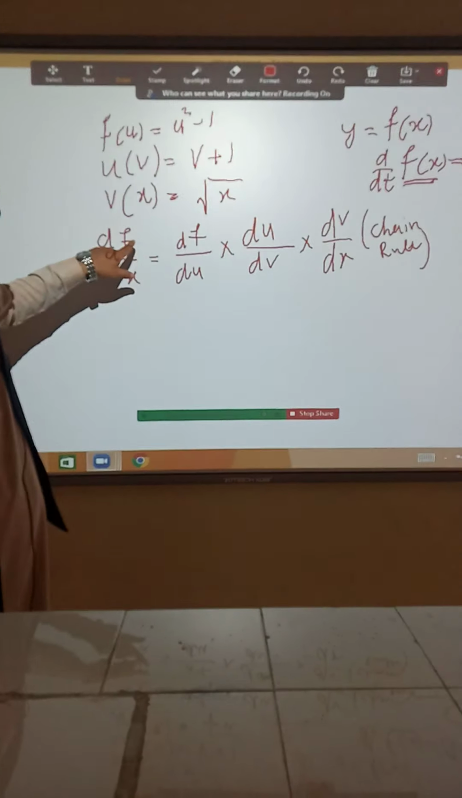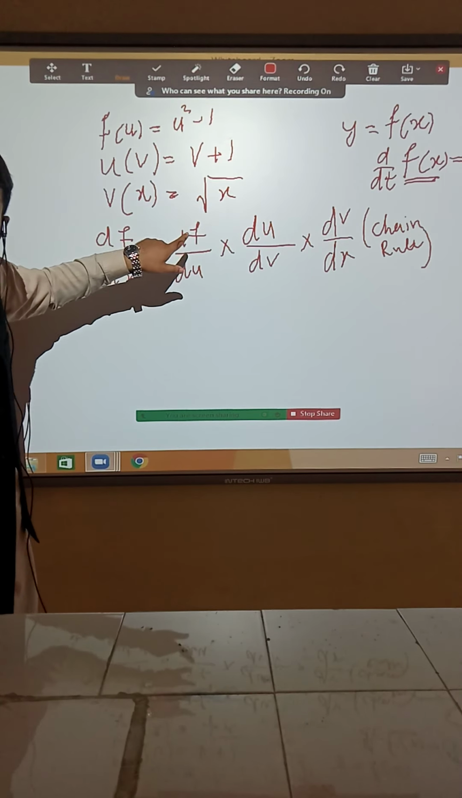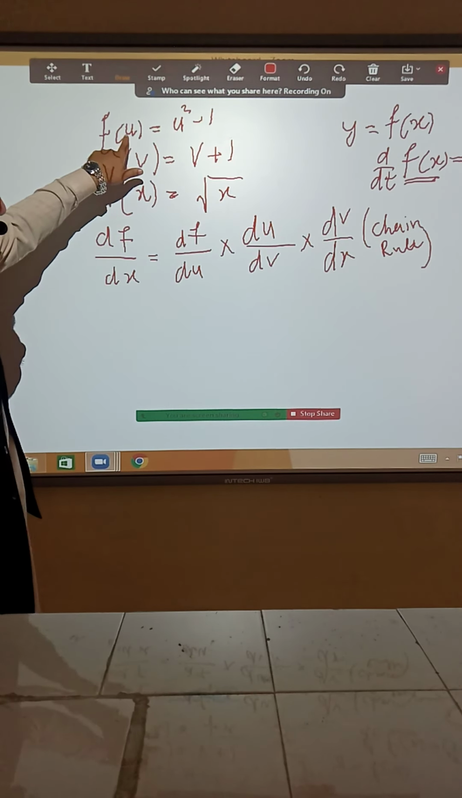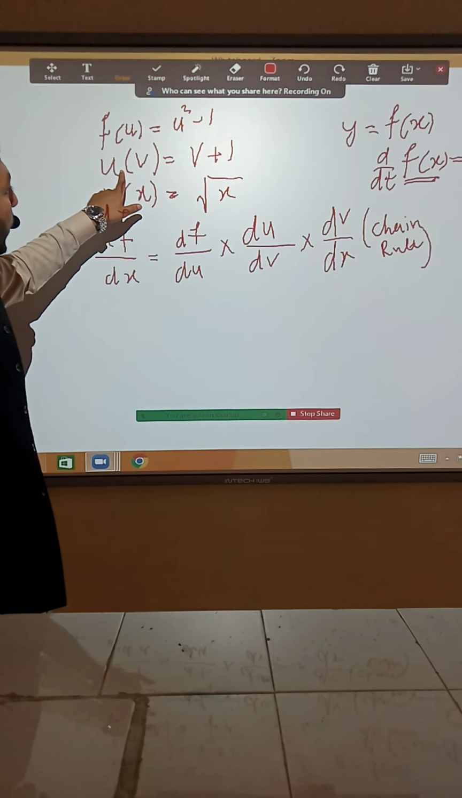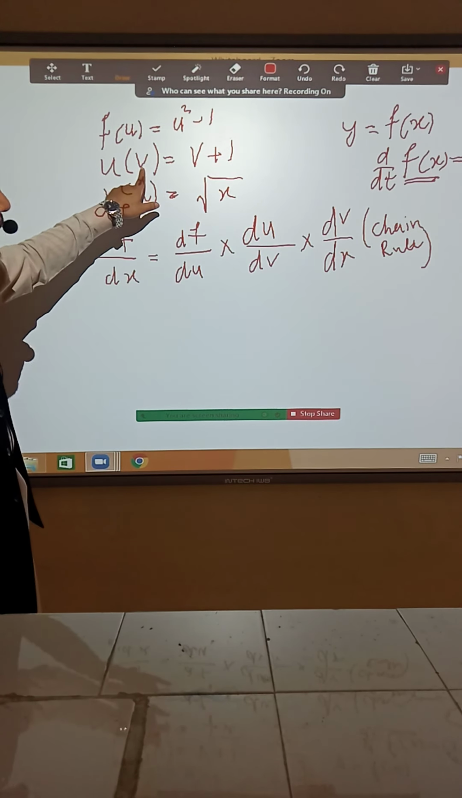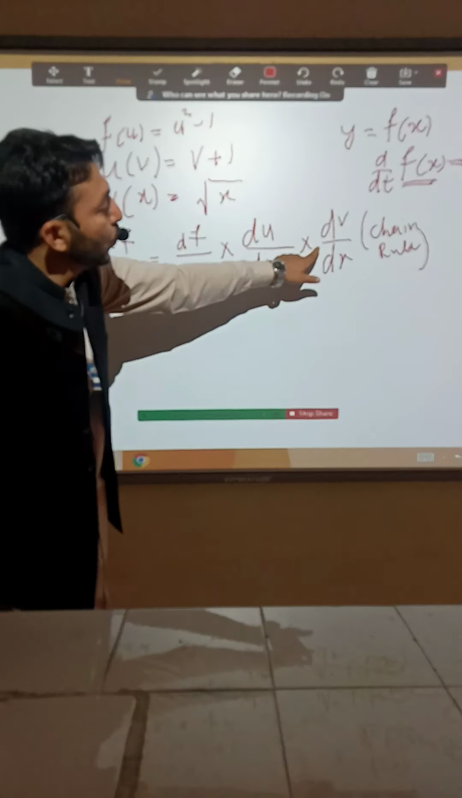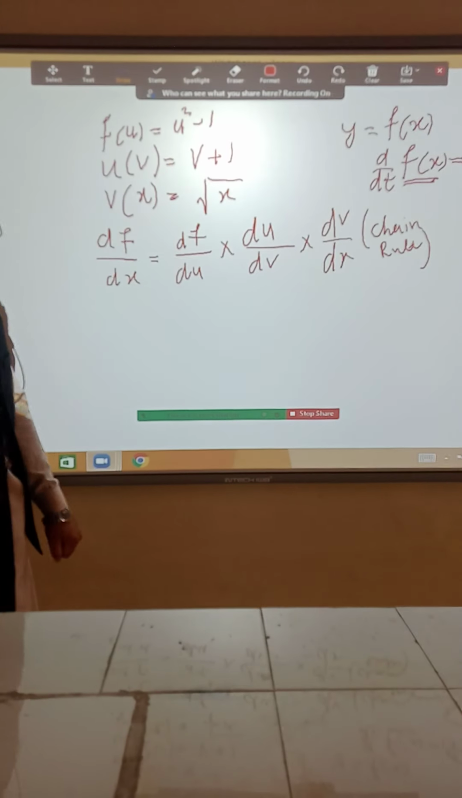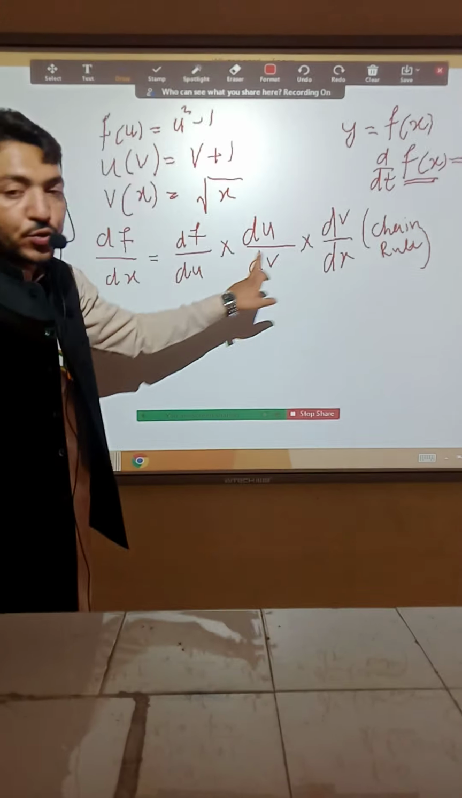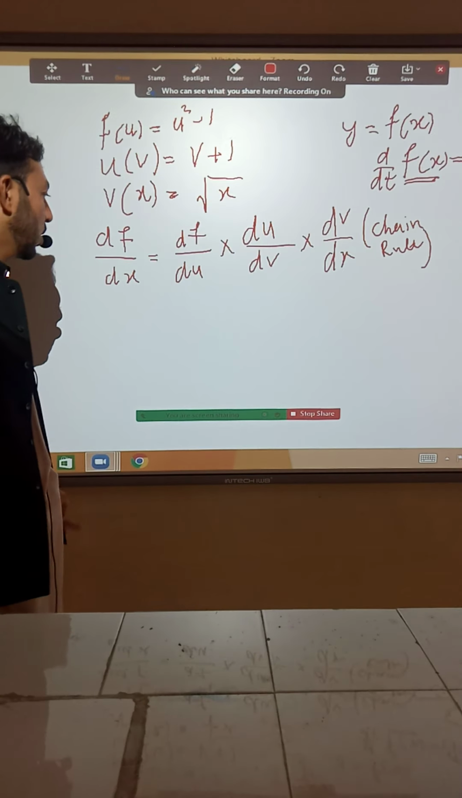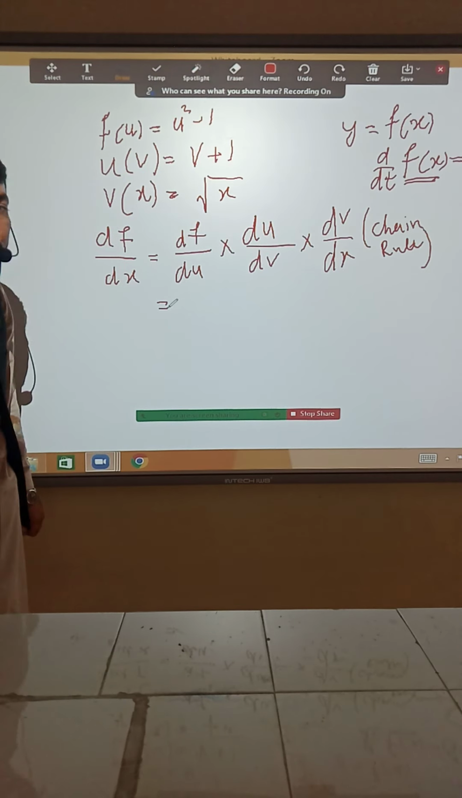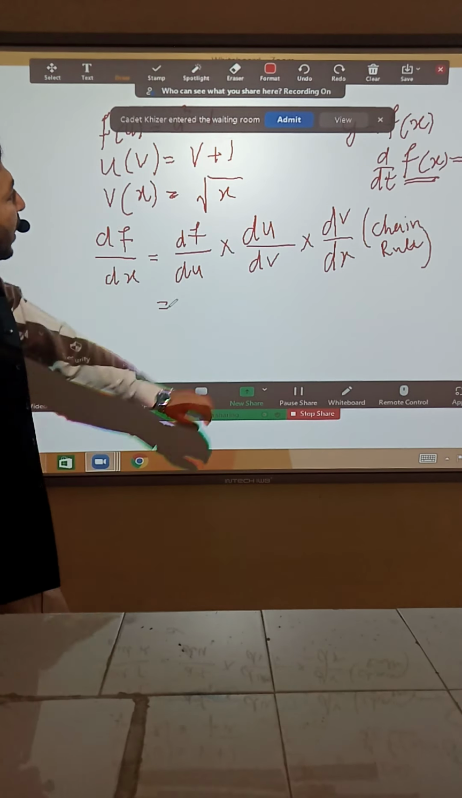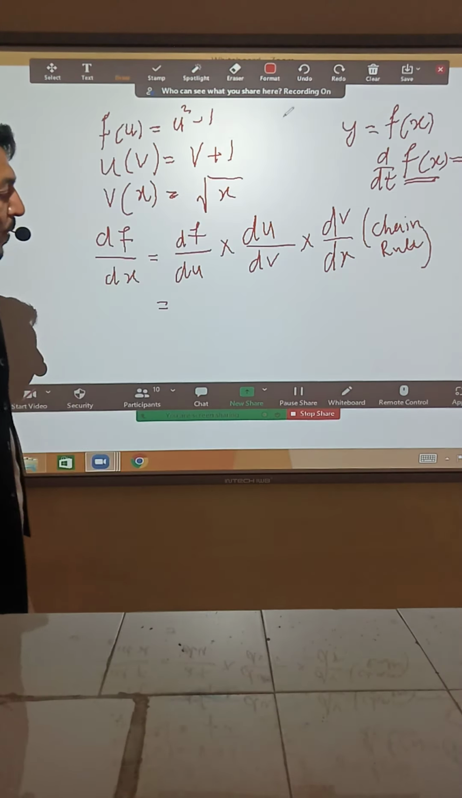Okay, so first of all you will differentiate f with respect to u because f is dependent on u. Then you need to differentiate u with respect to v because u is dependent on v, and then you need to differentiate v with respect to x, and there is a product in between. बीच में आपके पास प्रोडक्ट होगा। तो ये आप देख लें, f का डेरिवेटिव हमारे पास विद रिस्पेक्ट टू u क्या होगा?